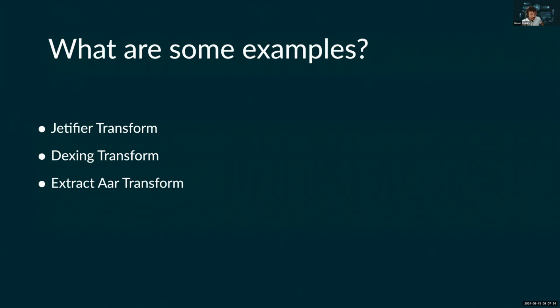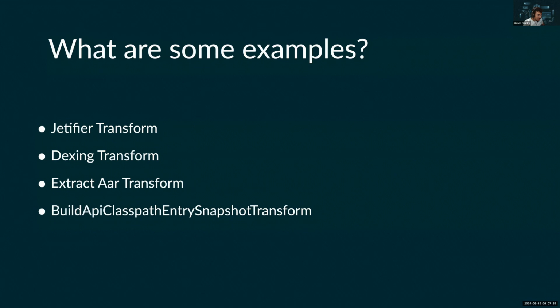So the extract AAR transform is actually the exact same thing as the unzip transform, but for Android. And then one more, the build API class path entry snapshot transform. You might see that later on. I know it's a mouthful, but all it does is take a dependency and create an API class path snapshot. So instead of having the entire dependency, it just has a snapshot of the API surface, and that can be used for compile avoidance.